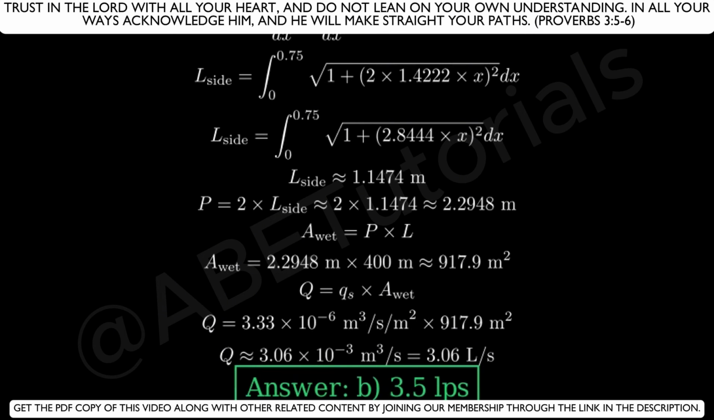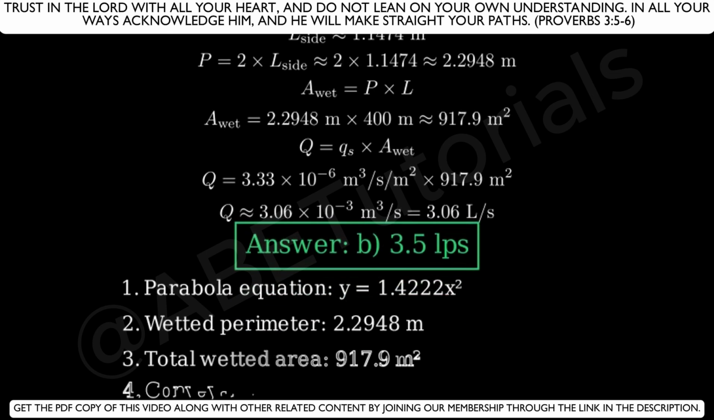To summarize our solution: 1. We found the equation of the parabolic cross-section, y equals 1.4222 x squared. 2. We calculated the wetted perimeter as 2.2948 meters. 3. We determined the total wetted area to be 917.9 square meters. 4. We calculated the conveyance loss as 3.06 liters per second, which is closest to the answer choice of 3.5 liters per second.